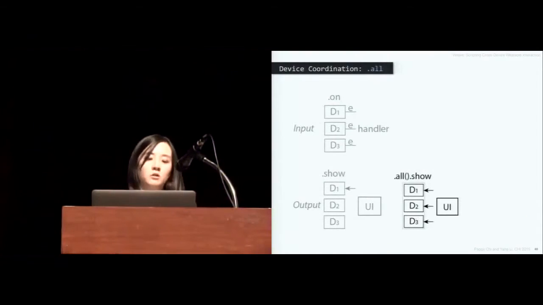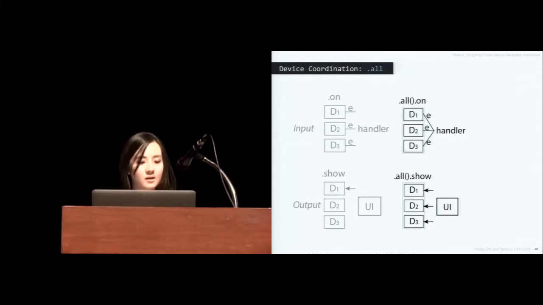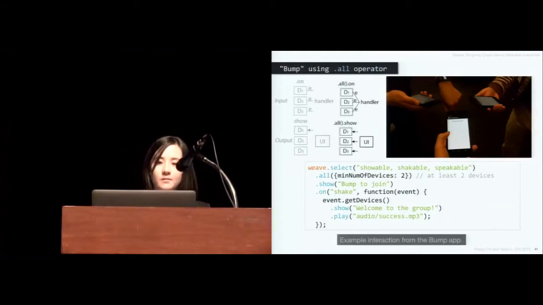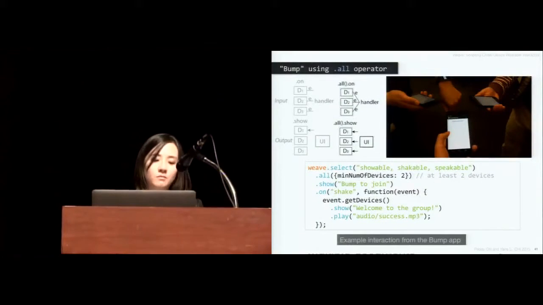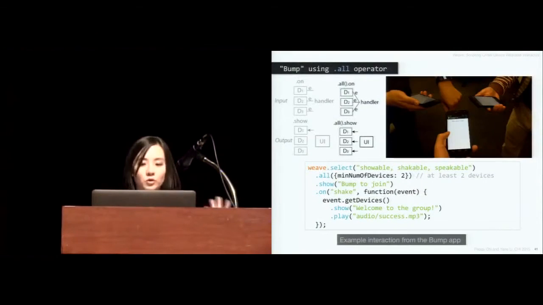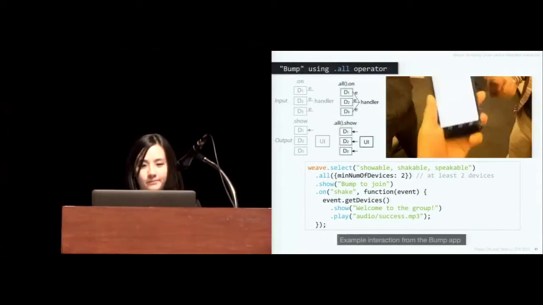With the all mode, actions will be broadcasted, such as showing a message on every device. And for the input, a callback function will only be invoked when all the devices in the selected set trigger the same event around the same time, which can be defined by the developers. So one application is to enable the bump service. When users shake all the devices around the same time, the system will trigger the callback function.